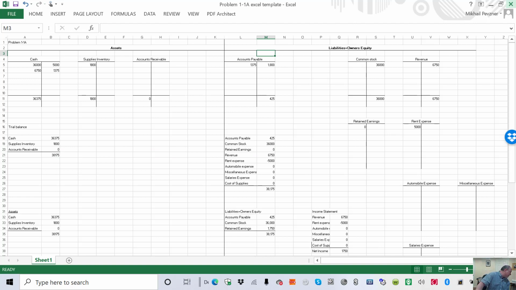Entry F, billed customers for fees earned for management of the property, $9,500. So they're billing customers. That means they're getting a promise to pay. That's an asset called account receivable. Debit $9,500 because it goes up. When you bill customers for services rendered, that's revenue. Credit $9,500.